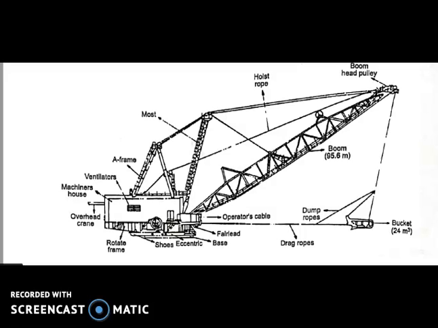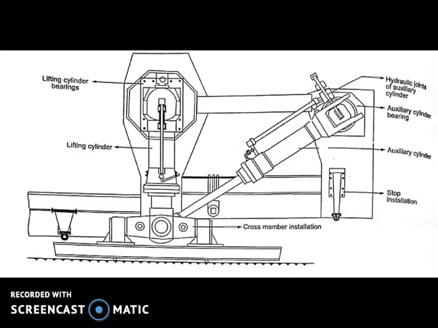Next is the drag system and the swing system. After the power transmission system, next is the working mechanism. There are two types of working mechanism used in the dragline. One is the eccentric type, which is also known as the mechanical type, and the second is the hydraulic ram system type.